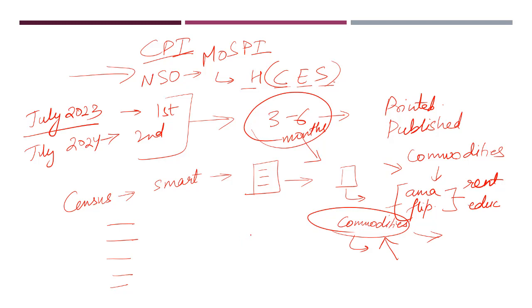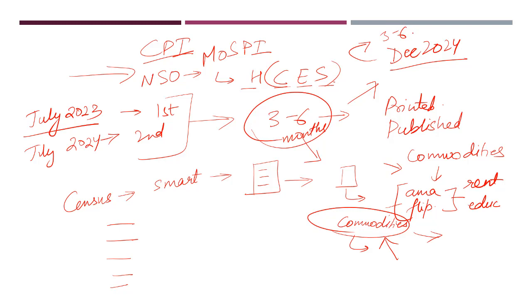Again, there is so much time being spent, 3 to 6 months it will take. Therefore, the report on this CES, the expenditure survey, will be released in December 2024. When the report is released in December 2024, on the basis of that, the commodities will be updated probably 3 to 6 months later.